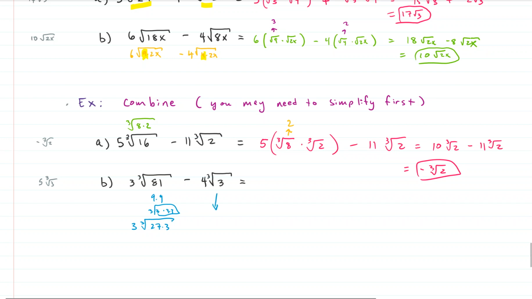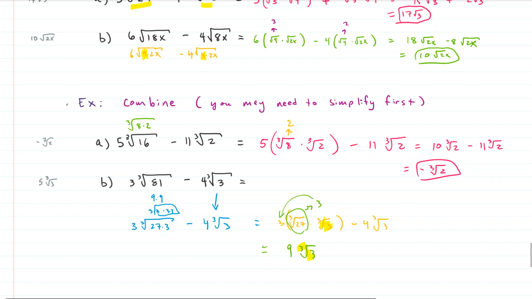We can just bring down this one, 4 and cube root of 3. We know that we can rewrite this as 3 and cube root of 27 times the cube root of 3. And then we have the negative 4 times the cube root of 3 still hanging out. We know cube root of 27 is 3. 3 times the 3 in front gives us 9. So we have 9 times the cube root of 3. And this cube root of 3 is the second one there in the picture.